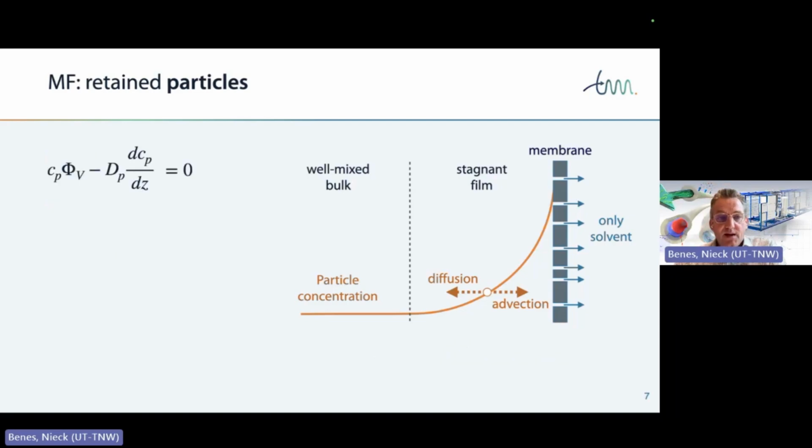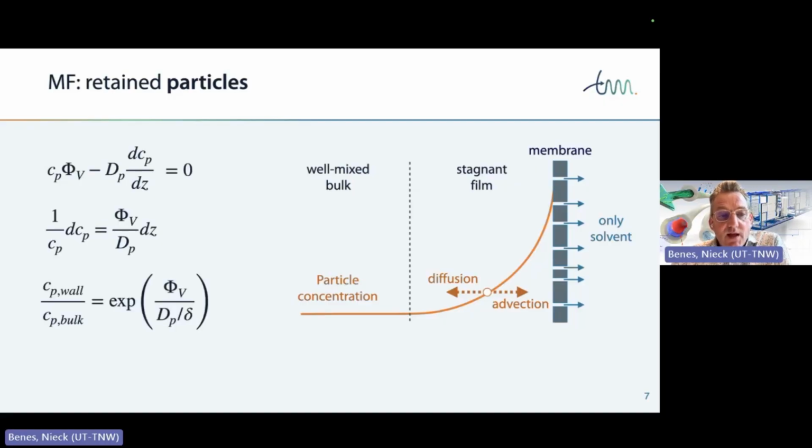Now you see on the left-hand side the same expression as we just saw, but we're going to rewrite it to the expression that you see here. So, a simple differential equation, and you can solve this to get the expression that you see here. And this expression gives us something called the concentration polarization modulus. It's the concentration of particles at the wall, very close to the membrane surface, compared to the concentration of the particles in the bulk. And what we can see is that it's an exponential function, and this number in between the brackets here is referred to as the Péclet number.